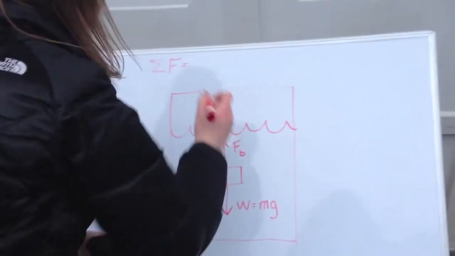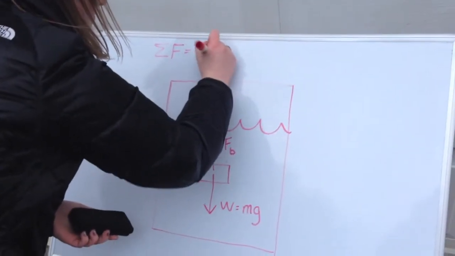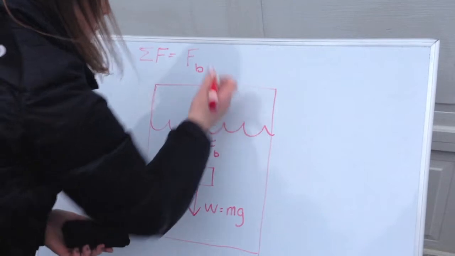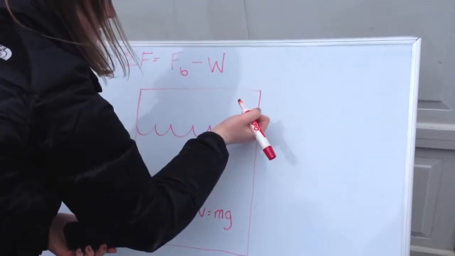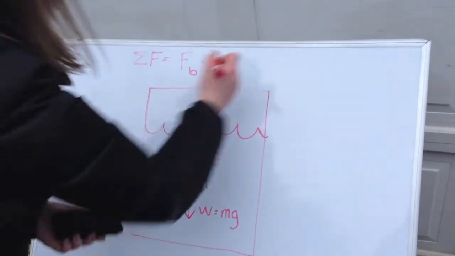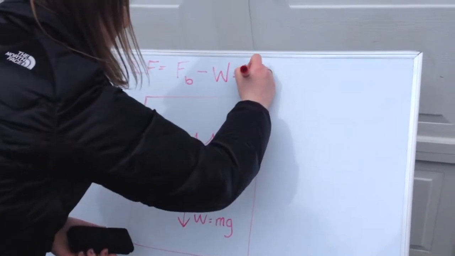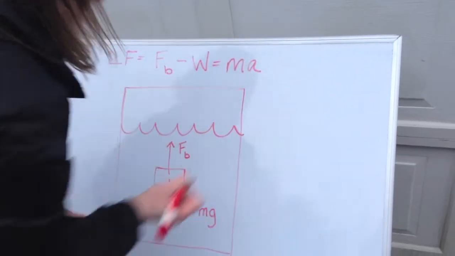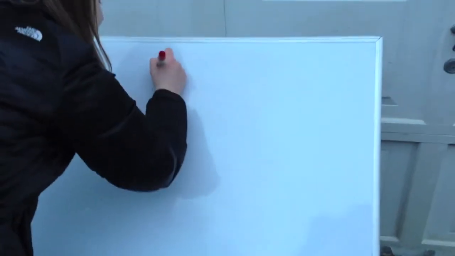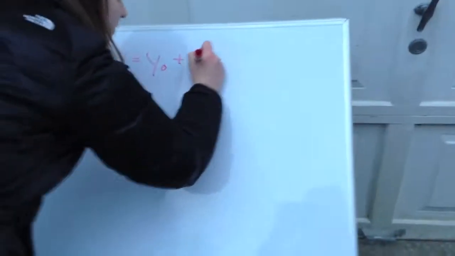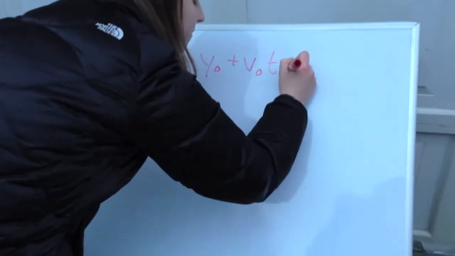The sum of the forces acting on a body, in this case the buoyancy force, which is acting up, minus the weight acting down, equals mass times the total acceleration. In this experiment today, we are going to try to solve for the mass of this wooden block. To do this, we're going to use a few of the fundamental equations of physics.